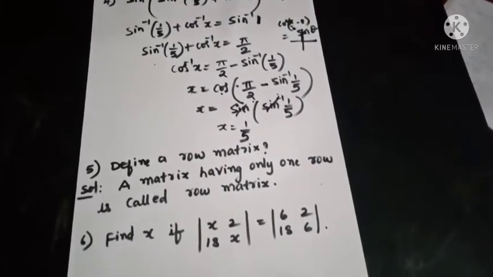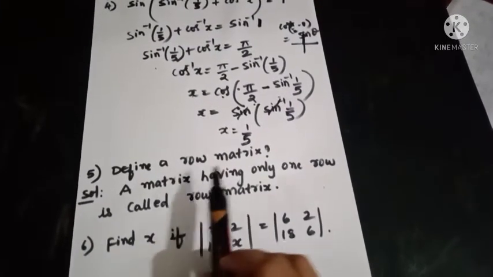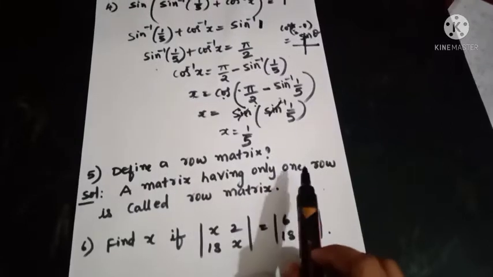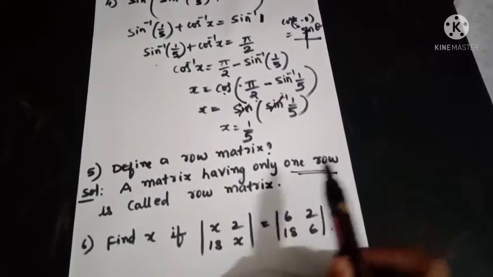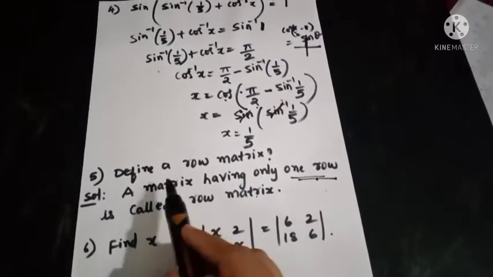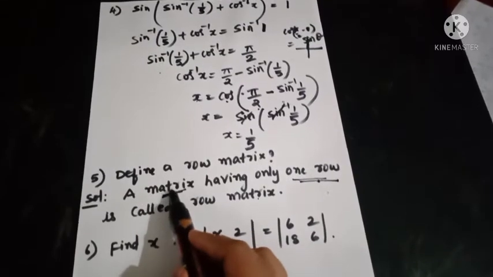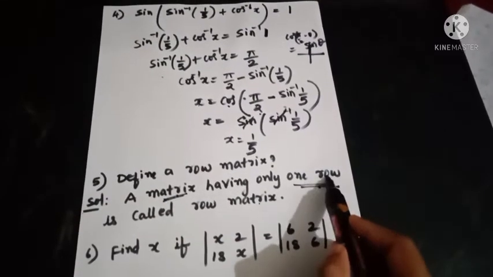Fifth question is, define a row matrix. A matrix having only one row is called a row matrix. What is a row matrix? It is a matrix which has only one row.